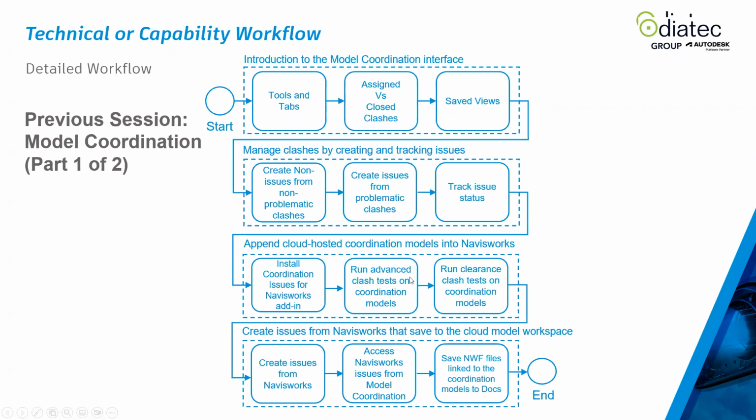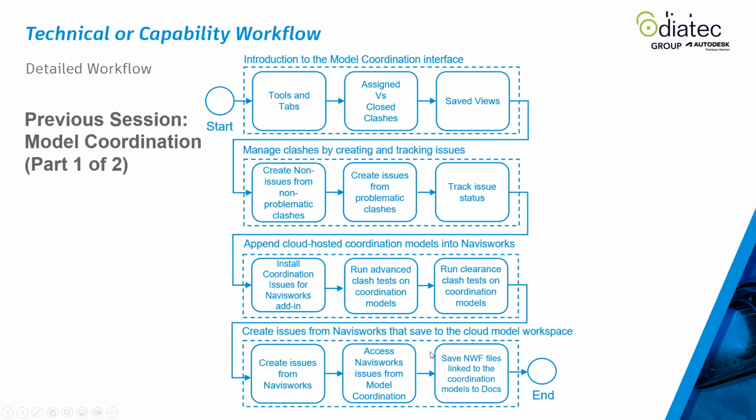And then you can run advanced clash tests on coordination models. Advanced clash tests are your Navisworks tests, your more detailed type of clash tests that Navisworks can do, that model coordination can't do. Navisworks still does a lot of the heavy lifting, and it's still a very important piece of software in the process. Then you can run those clearance clash tests on coordination models, and then you can create issues from Navisworks that save to the cloud model workspace, access Navisworks issues from model coordination, and then save that out as an NWF file linked to the coordination model in Docs.